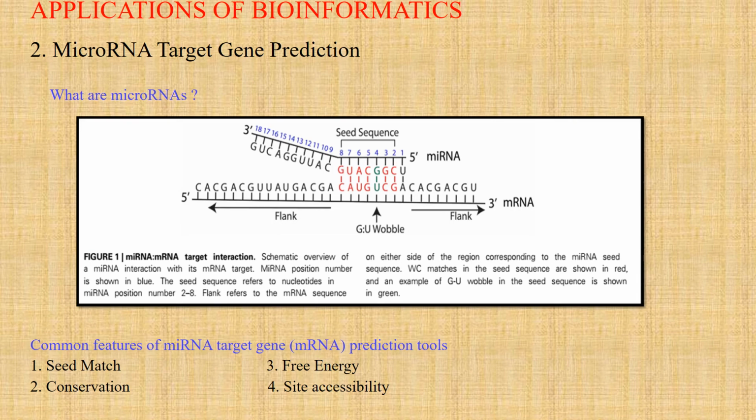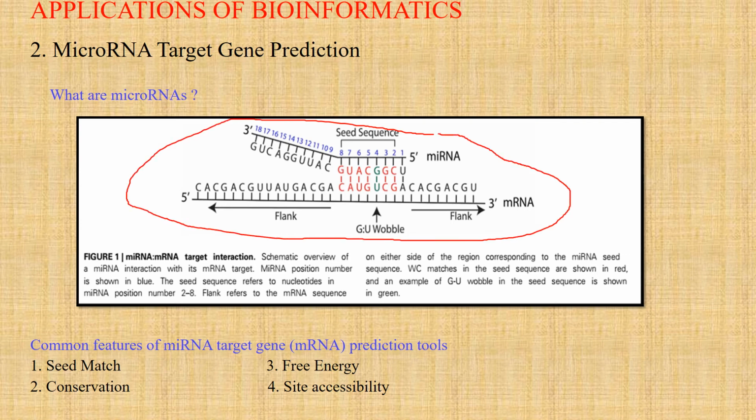Okay, so we see this diagram here. Now, this is our microRNA up here, and this is our messenger RNA. MicroRNAs generally regulate gene expression by binding to messenger RNAs, and they do so by using their seed sequence. The seed region or the seed sequence is nucleotide 2 to 8 of the microRNA that binds to the messenger RNA.